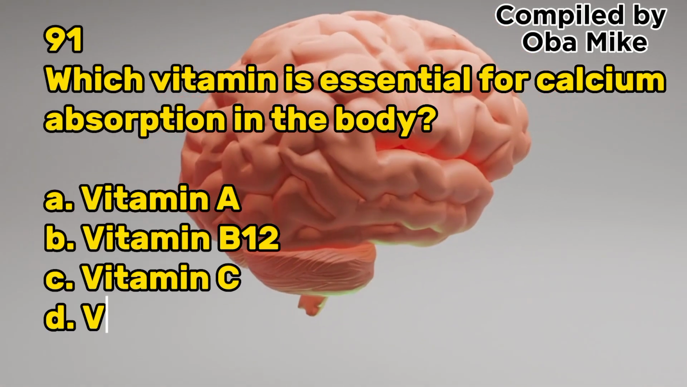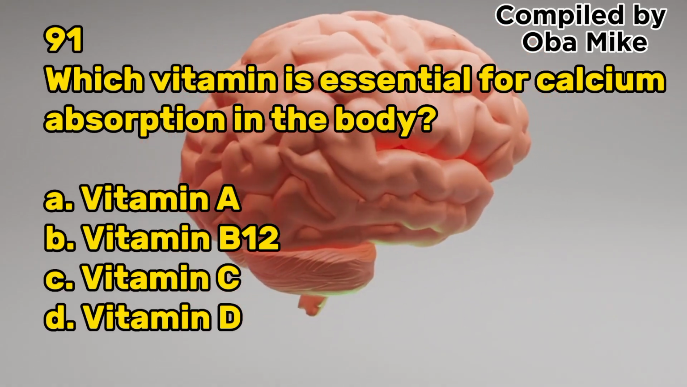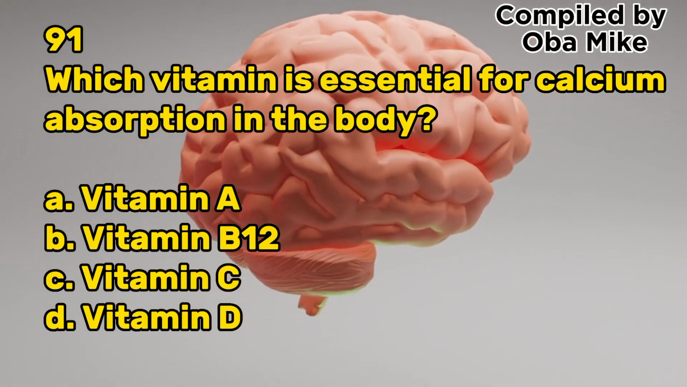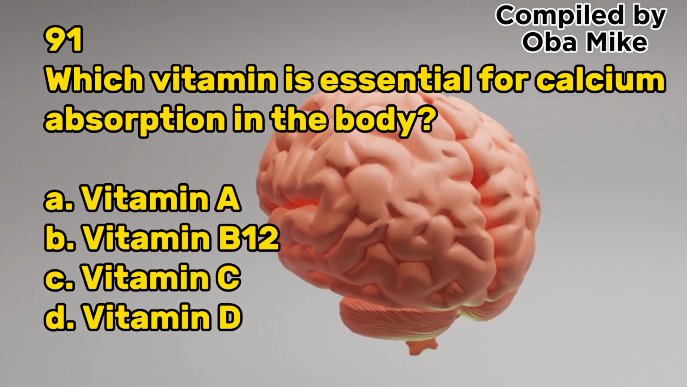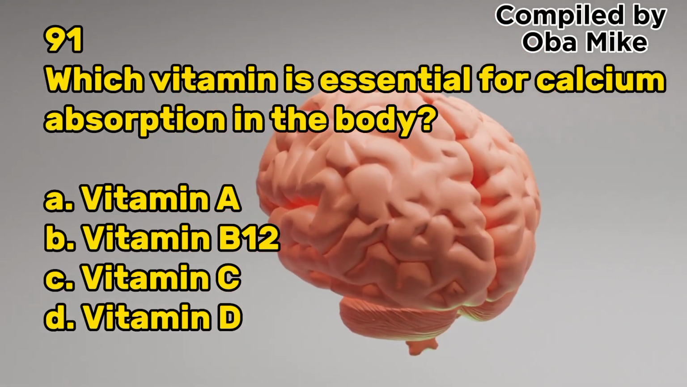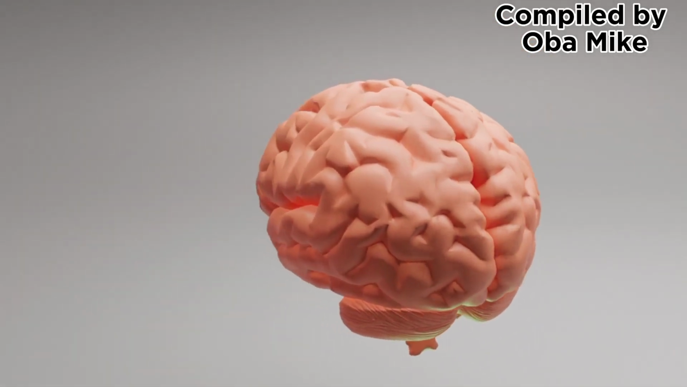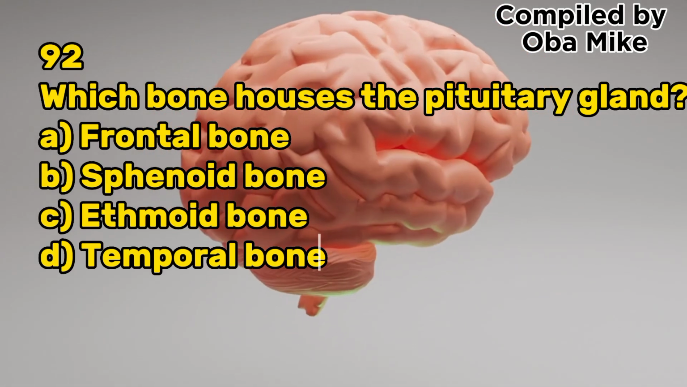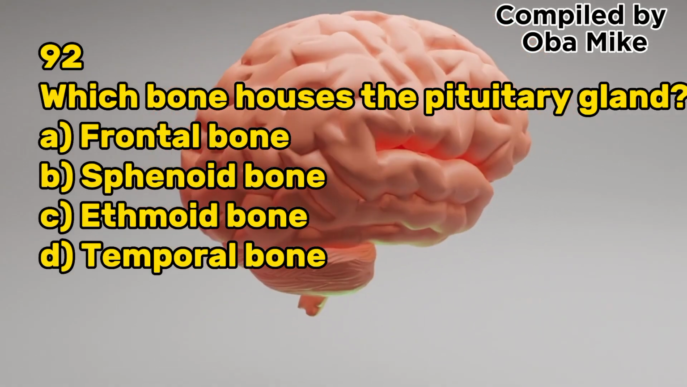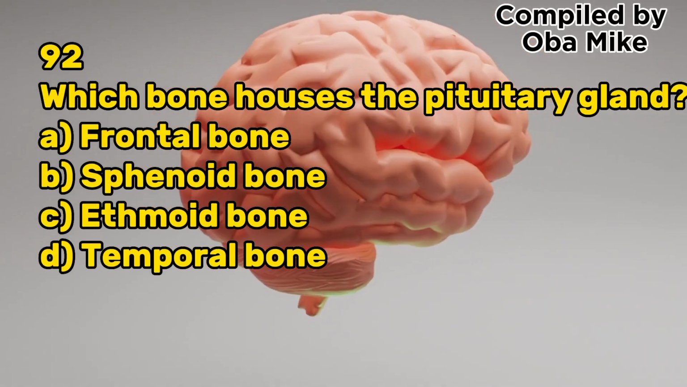91. Which vitamin is essential for calcium absorption in the body? A. Vitamin A. B. Vitamin B12. C. Vitamin C. D. Vitamin D. 92. Which bone houses the pituitary gland? A. Frontal bone. B. Sphenoid bone. C. Ethmoid bone. D. Temporal bone.